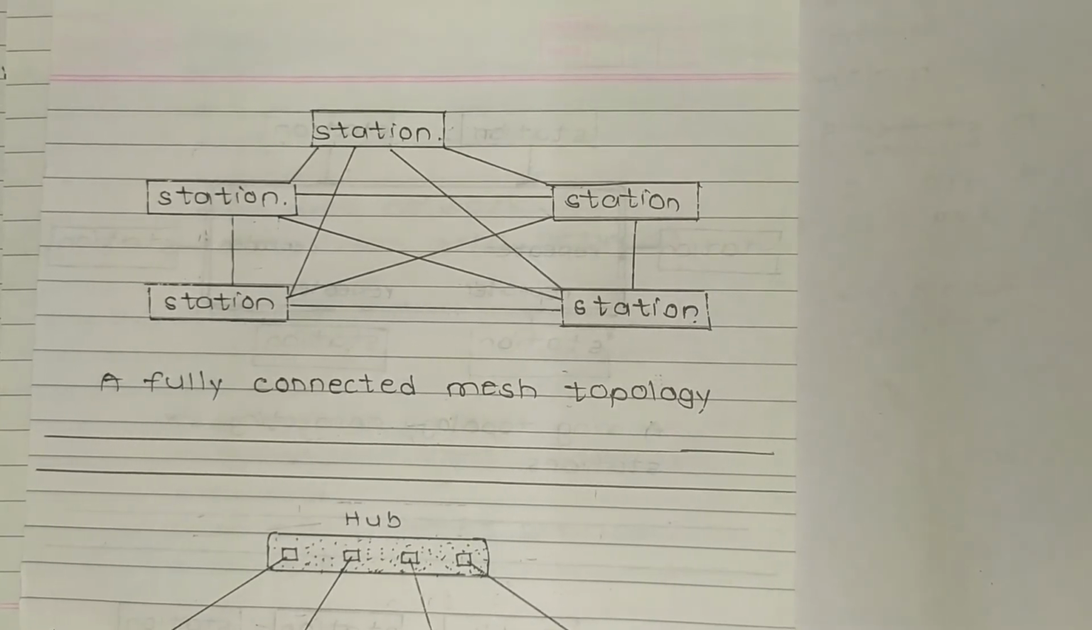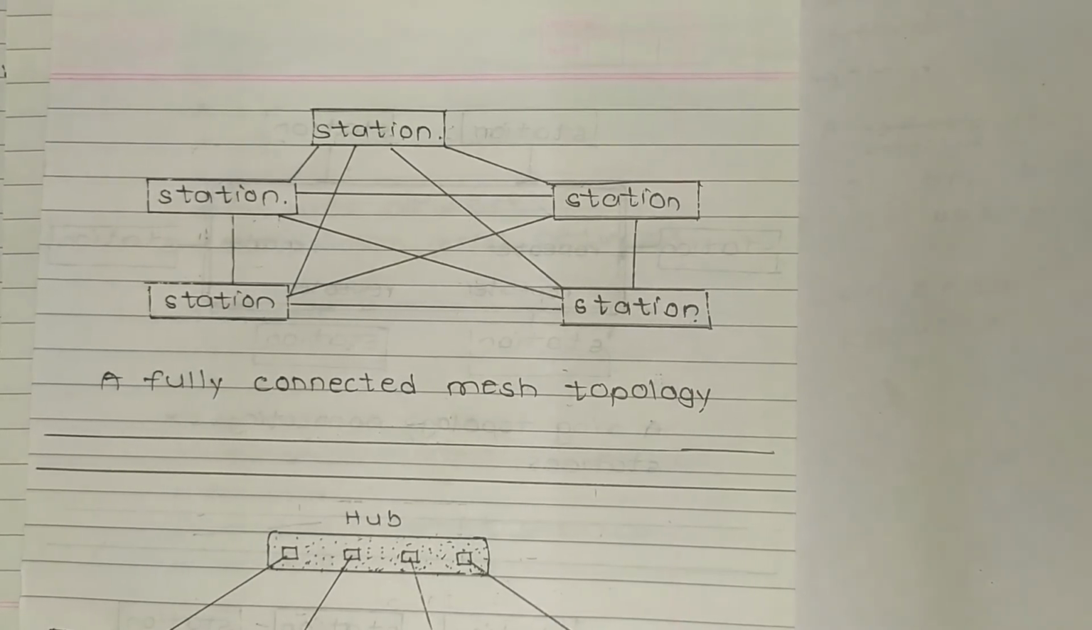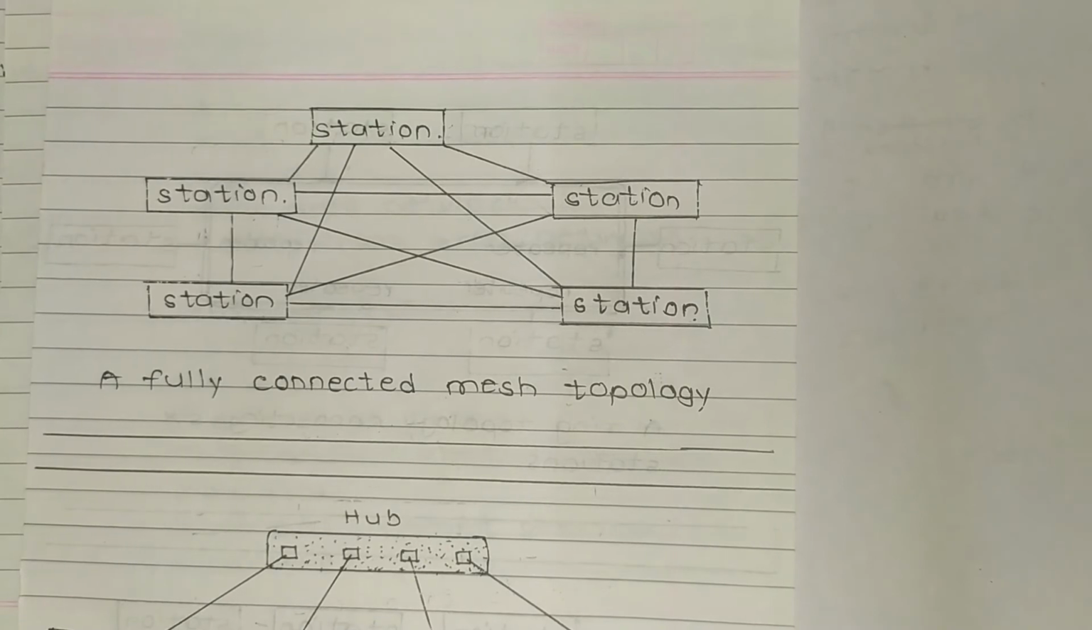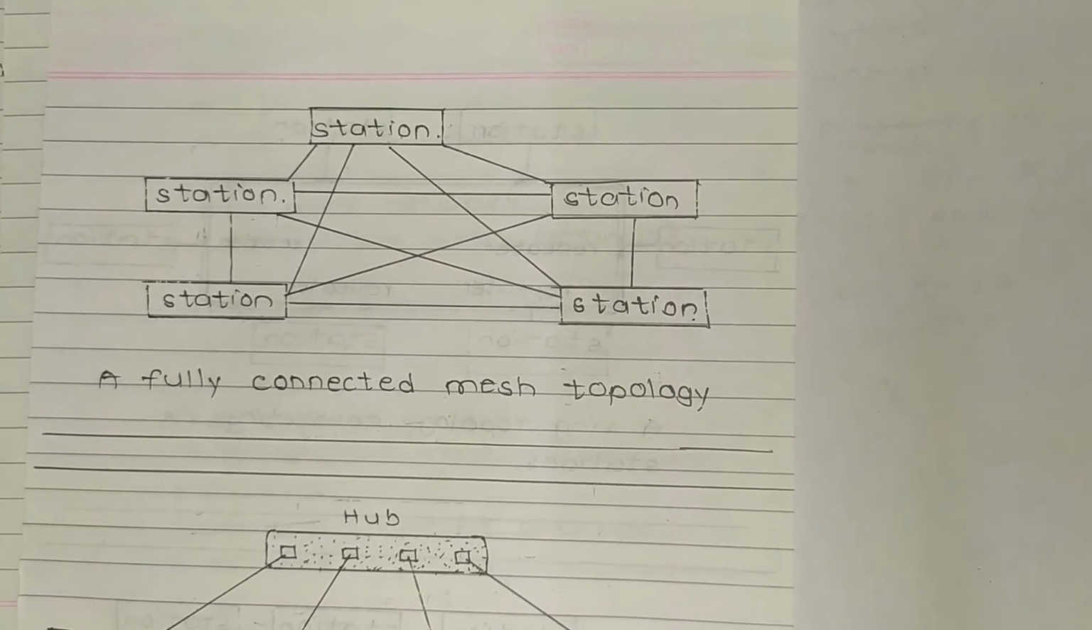However, if each physical link allows communication in both directions, duplex mode, we can divide the number of links by 2. In other words, in a mesh topology we need n into n minus 1 divided by 2 duplex mode links. To accommodate that many links, every device on the network must have n minus 1 IO ports. Now in this figure, a fully connected mesh topology, all the ports must be connected to the other n minus 1 stations.